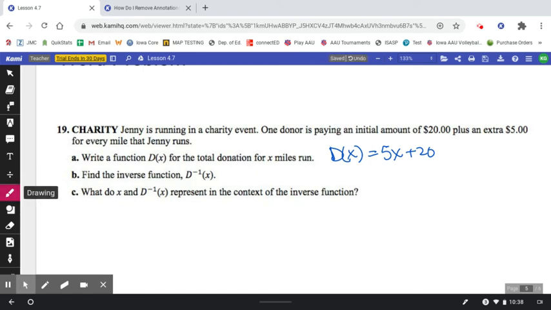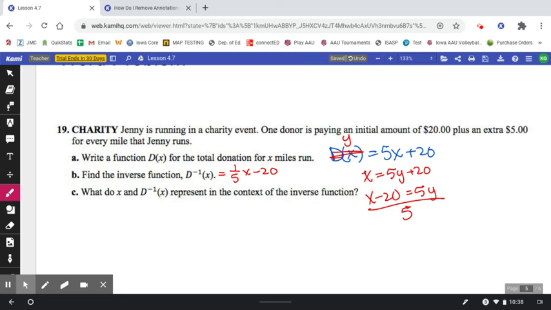Part B, find the inverse. So I'm going to change this to y and then switch it to x equals 5y plus 20. Subtract 20 from both sides. Divide everything by 5. So d to the negative 1 power of x equals 1/5 x minus 4.